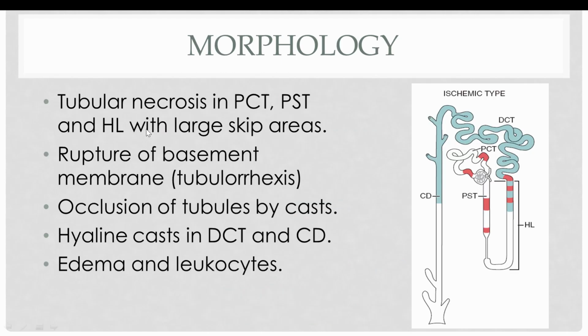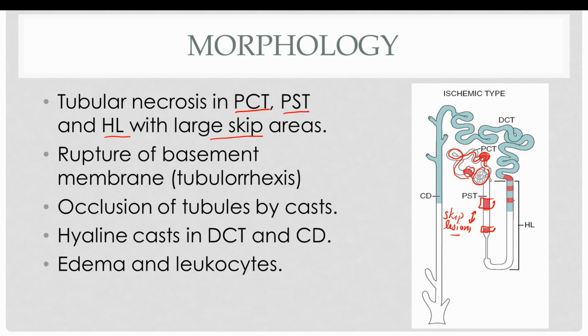So coming on towards the morphology, first we will discuss the morphology of the ischemic type of acute tubular injury. There is tubular necrosis in proximal convoluted tubules. As you can see, this is a glomerulus and these are the proximal convoluted tubules. So there is necrosis in proximal convoluted tubules, proximal straight tubule and Henle's loop with large skip lesions. These are the necrotic areas and these white areas are the skip lesions, which means they are unaffected.